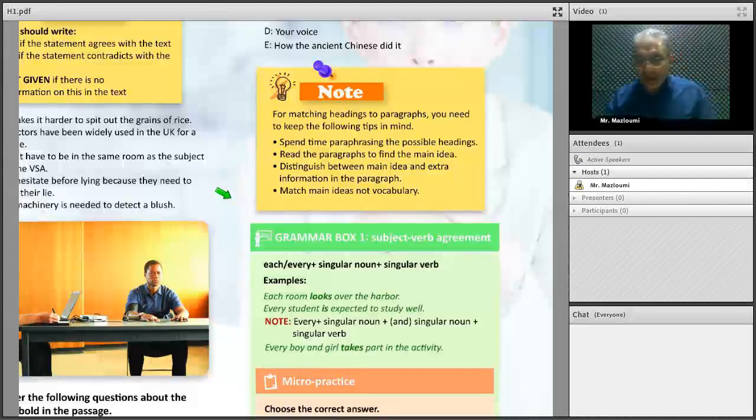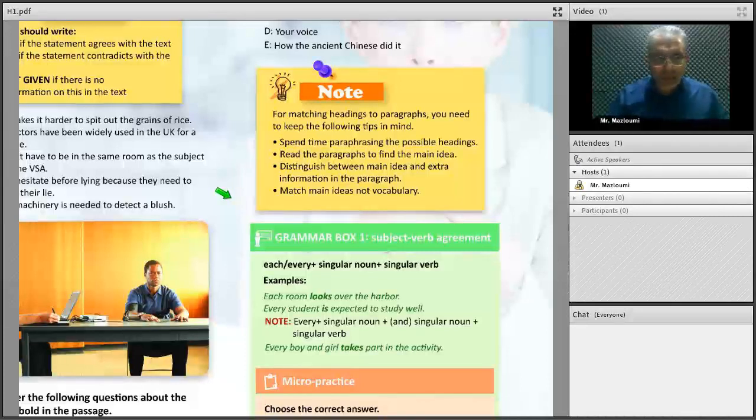Number 1, spend time paraphrasing the possible headings. So, take your time, try to express the possible headings in different words, using your own words. This is very important to paraphrase the sentences, the headings. Number 2, read the paragraph to find the main idea. So, what is the gist of the paragraph? The main idea of the paragraph is the general idea of the paragraph, what the paragraph is about.